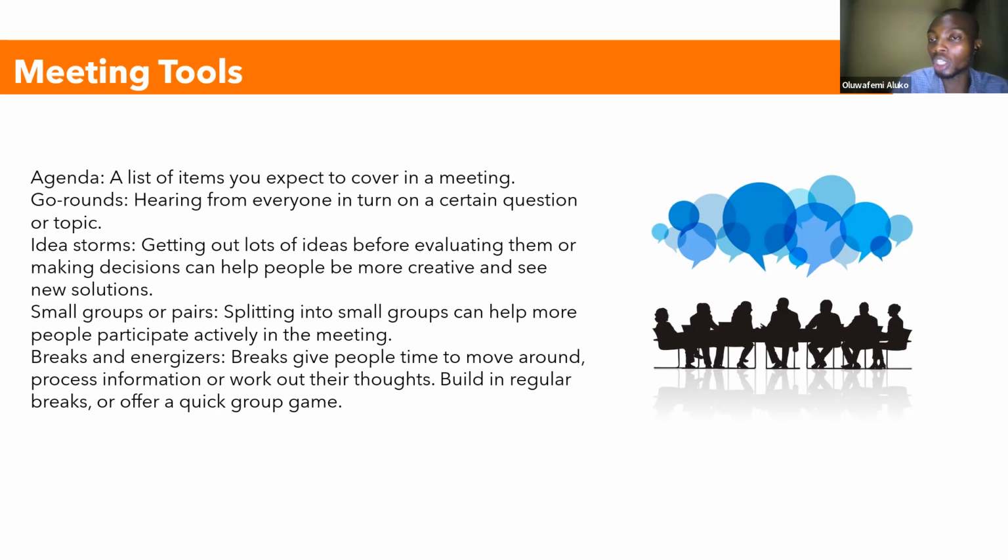The next you should consider is using smaller groups. I already touched on this before. In your meetings, you can break people into smaller groups, have them discuss, and then come together again to make decisions. And then lastly is breaks and energizers. You can have breaks in your meeting. If your meeting time is quite long, learn to have breaks so that people can relax, and then they can come back to continue the meeting.